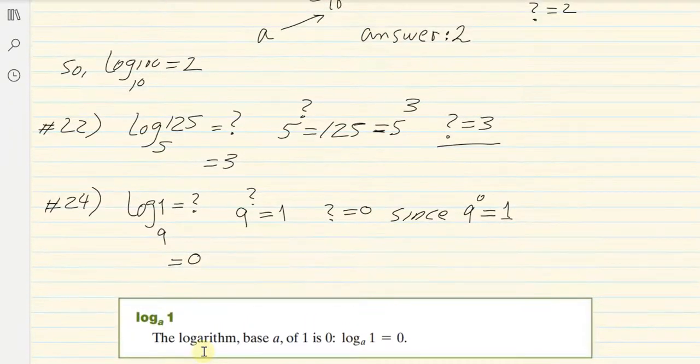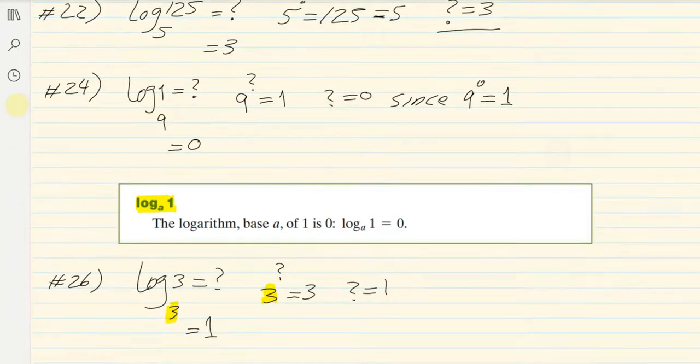Now, something interesting: we can generalize what we just did in exercise number 24. There we did the log of 1. In general, the log of 1 in any valid base, meaning a must be positive and cannot be 1, is 0. Log base a of 1, in any base, is 0. And we're going to keep that as a property of logarithms.